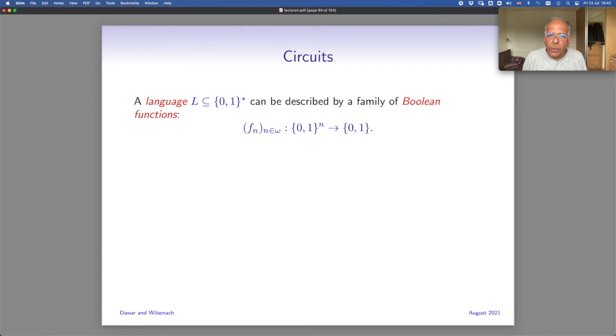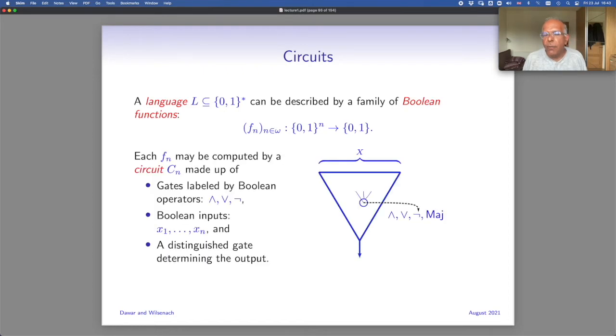A language, in other words, a decision problem, let's say over strings of symbols, zeros and ones, we can think of it as a family of Boolean functions. So fix the length of a string n, and we then have a fixed finite Boolean function which takes strings of zeros and ones of length n to zeros and ones. And any fixed Boolean function can be computed by a circuit using just, let's say, and, or, and not gates, or maybe further gates like majority gates.